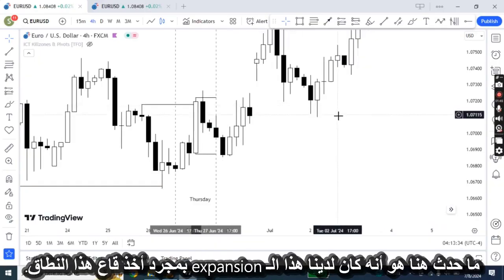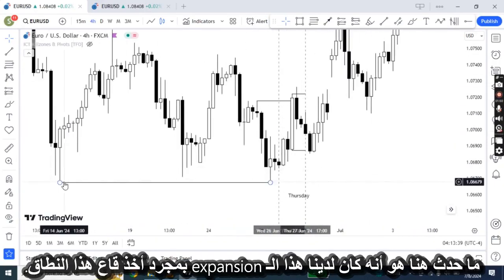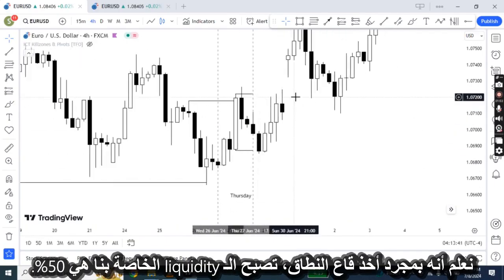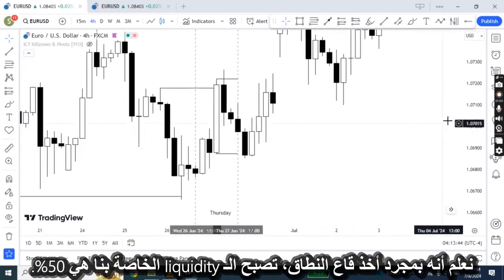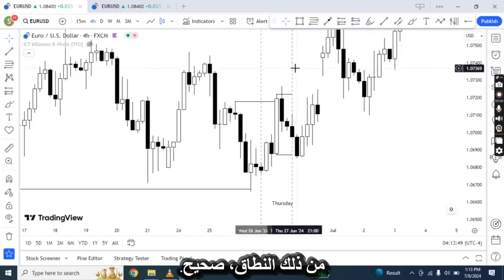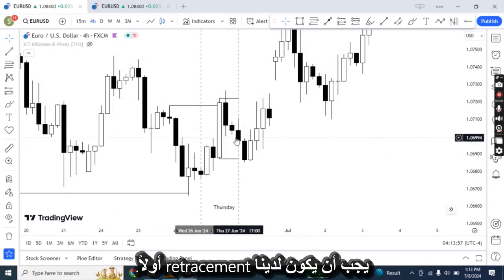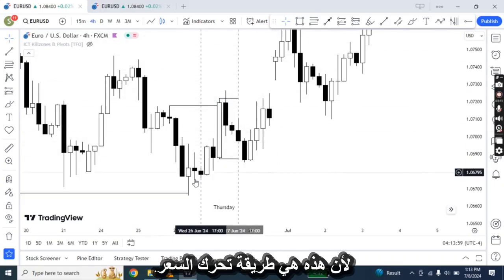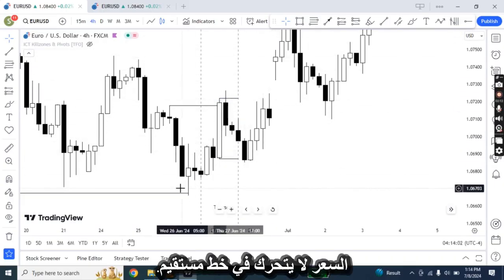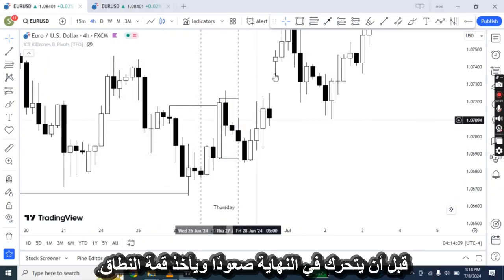So what happened here is we had this expansion once this range low was taken, right? And now we know that once range low is taken, our drawn liquidity becomes the 50% of that range, and then eventually the opposing end of that range. Now before we move on and expand higher again to take out the opposing end of the range, we have to have a retracement first, because that's how price moves, right? Price doesn't move in a straight line. Even if the drawn liquidity is higher, price is still gonna have these retracements before it eventually moves higher and takes out the range high.